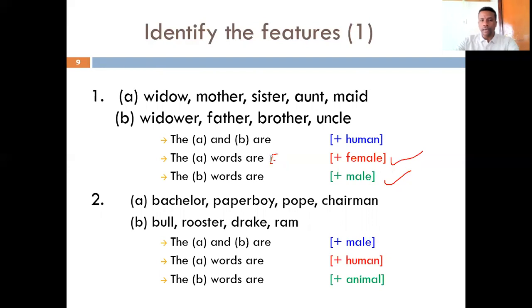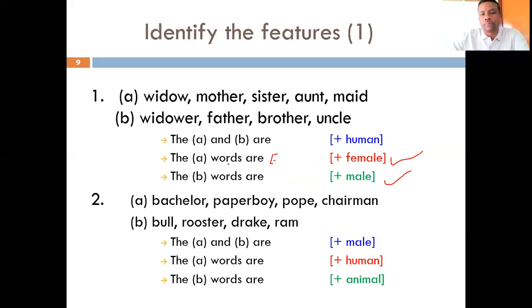Here you are going to have minus male, and here it would be minus female, because it doesn't possess this property. Okay, but all of them are human beings, and the same is true for the one that we have below at item 2. Bachelor, paperboy, pope, and chairman are human, but again male, whereas bull, rooster, drake, and ram are male, but they are animals. So representing this property is what we call semantic feature.